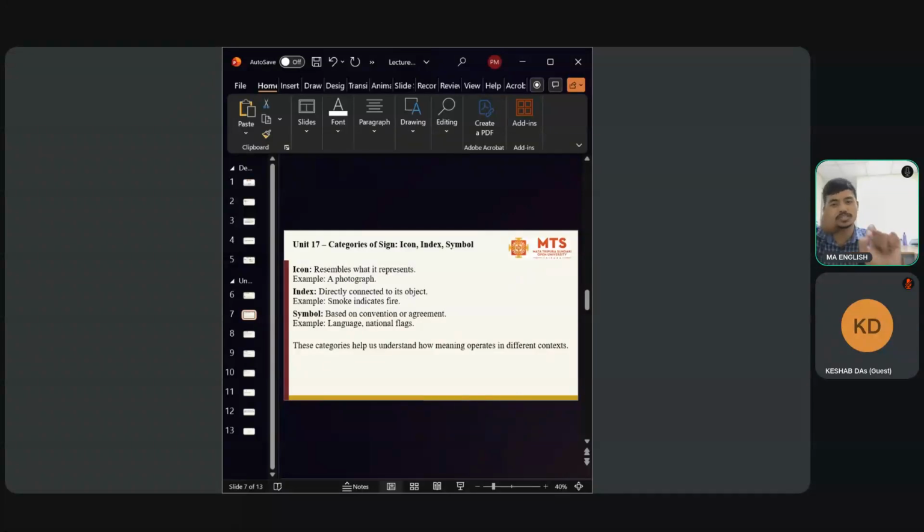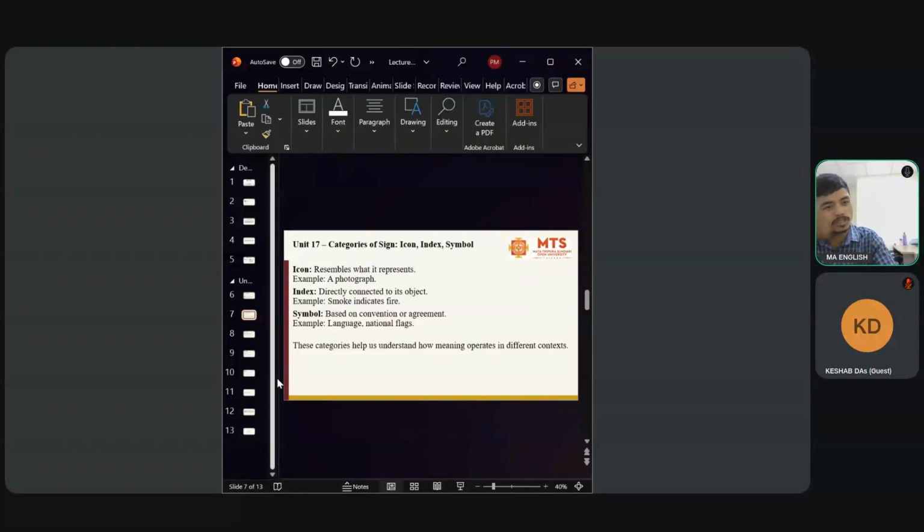How does this text create meaning through resemblance? What does it point to or indicate? And what symbols does it rely on? And where do those symbols come from? So this is all about unit 17, the categories of sign, that is icon, index, and symbol.